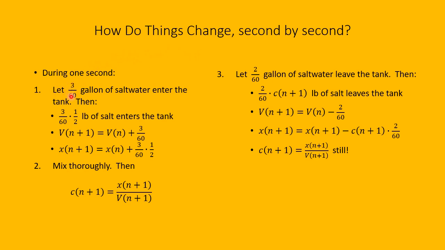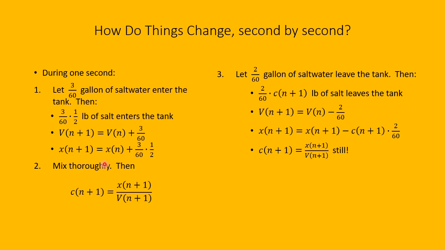We let 3/60ths of a gallon of salt water enter the tank. Then, since in that entering water there's a half a pound of salt per gallon, we have 3/60ths times a half pounds of salt entering the tank. The volume at time n plus 1 is going to be the volume of fluid in the tank at time n plus that 3/60ths of a gallon. The amount of salt in the tank at time n plus 1 is the amount of salt in the tank plus the additional salt, which is 3/60ths times 1/2 pounds, which enters the tank.